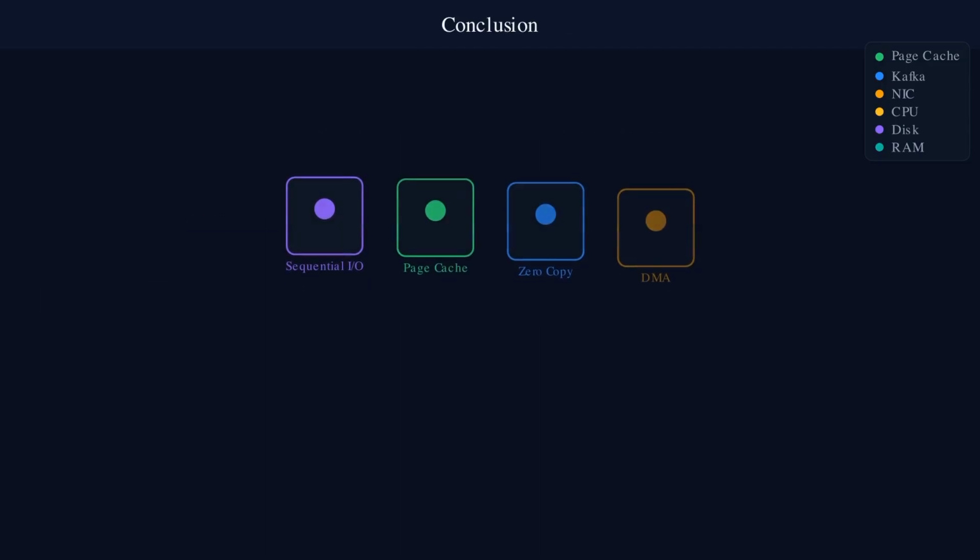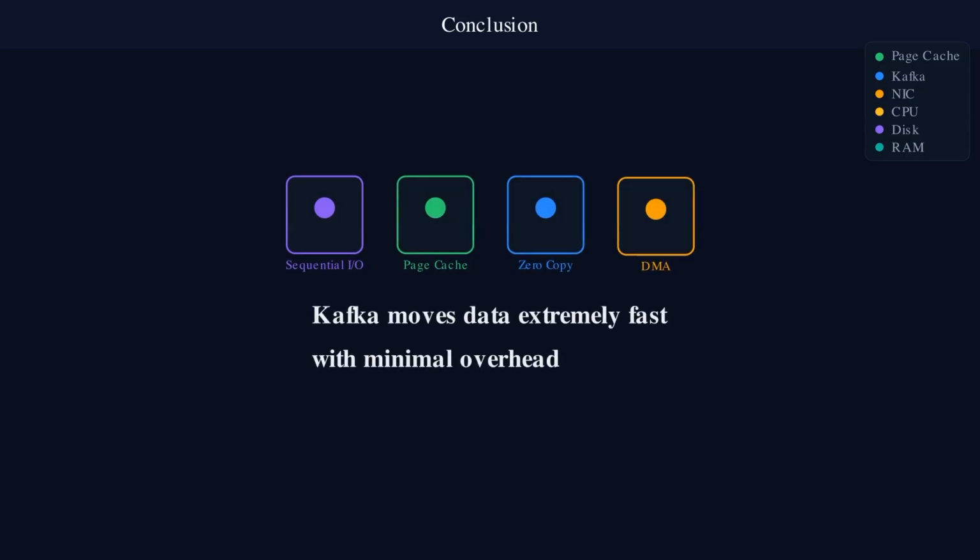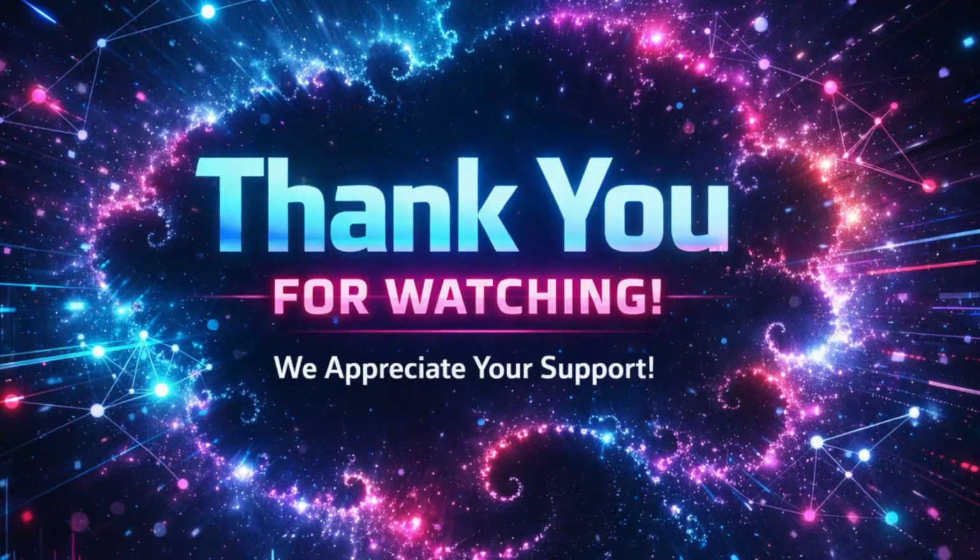Thanks to smart design choices, Sequential I/O, page cache, zero copy, and DMA, Kafka moves data extremely fast with minimal overhead. These are the foundational principles behind Kafka's extraordinary performance. Understanding these concepts helps you not only use Kafka better, but also appreciate the engineering principles that power modern distributed systems.